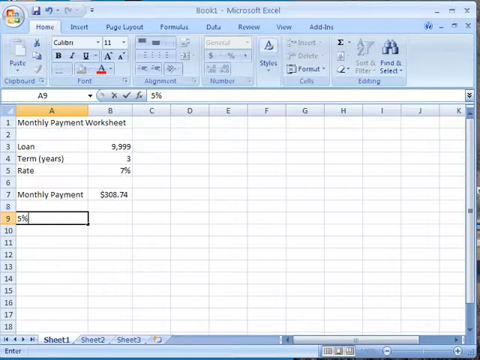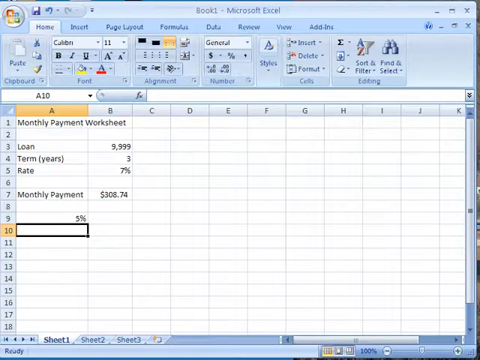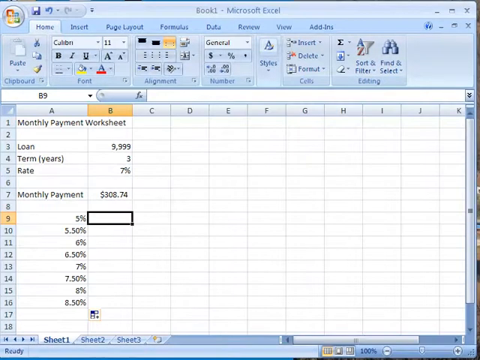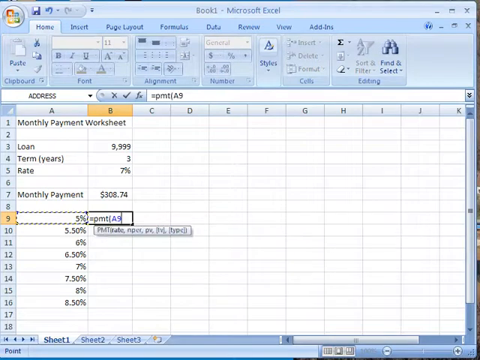I could type in 5%, and then, if we go up by 0.5%, 5.5%, I can then highlight both of them. I do need to highlight both of them. And it comes up with a sequence. So to review again how we did that, we highlighted the 2 that showed the pattern and then grabbed the copy fill handle. Now I can put in my payment function again: the rate divided by 12, comma, the term times 12, comma, and negative the loan amount in B3.